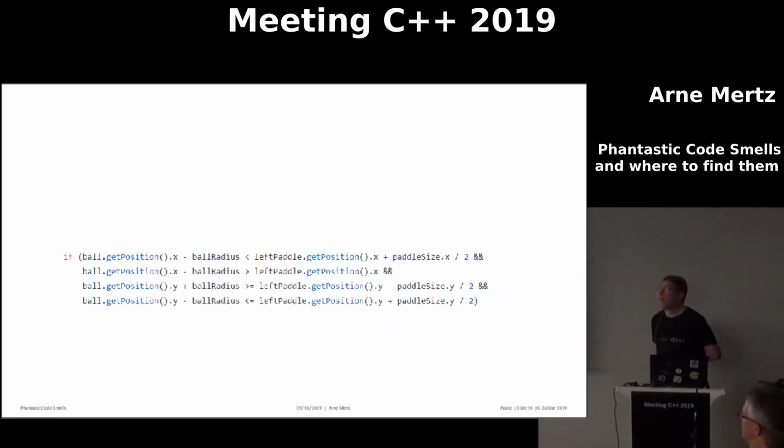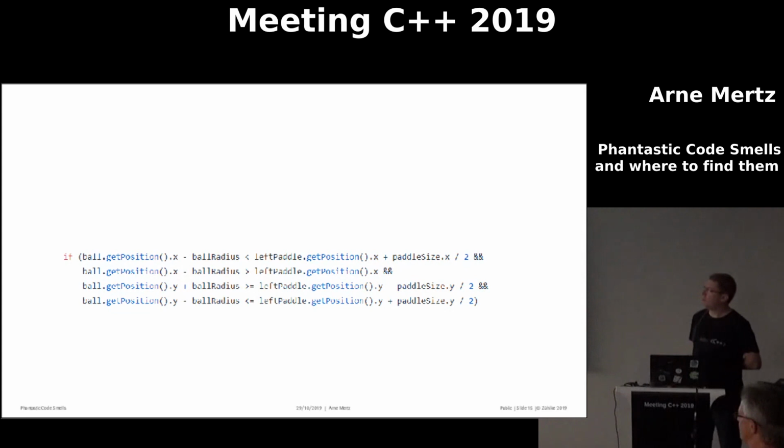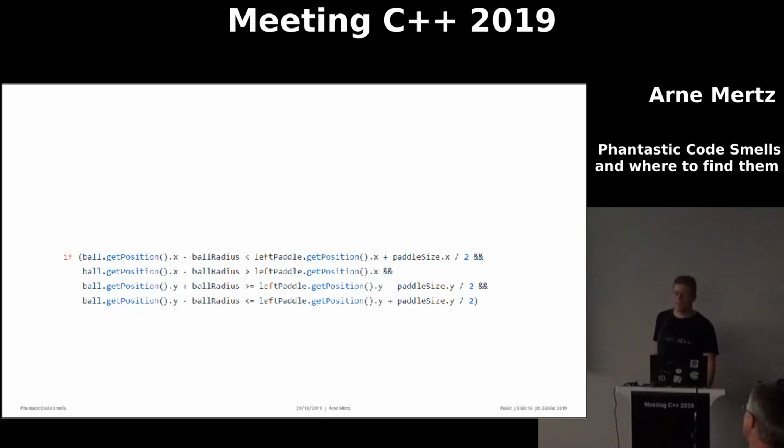Next code smell. It's an if. That's what we see. And then there's a bunch of stuff going on. What is this doing? No idea. Maybe someone who works with coordinates and geometric shapes very often sees what's going on here, but honestly, it took me a few minutes to figure it out, even with the comment.